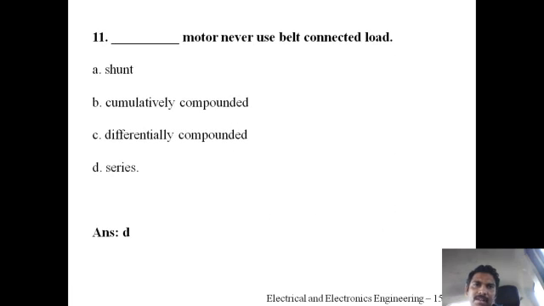Question number 11, if you observe: dash motor is never used with belt-connected load. Never used with belt-connected load, because whenever the belt fails, at that time suddenly the load will become zero. So in the series motor you have seen, whenever the load becomes zero, automatically it will run at a very high speed, it will damage the motor. Therefore, a DC series motor is never used with belt-connected load, because whenever the belt fails, it will run at a dangerously high speed. Therefore, you can go for option D.